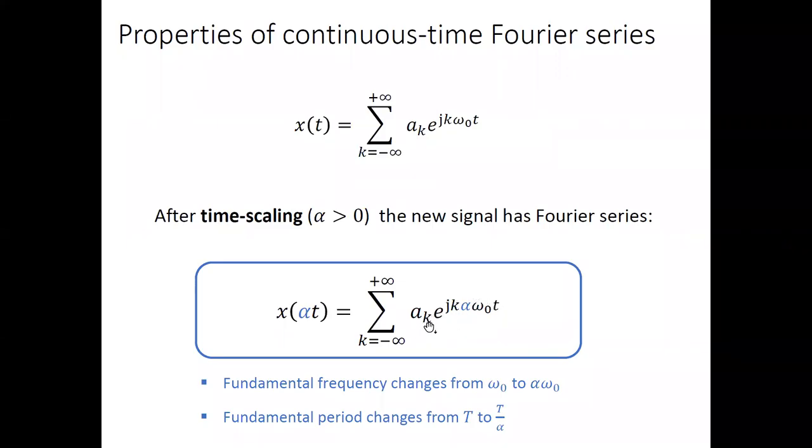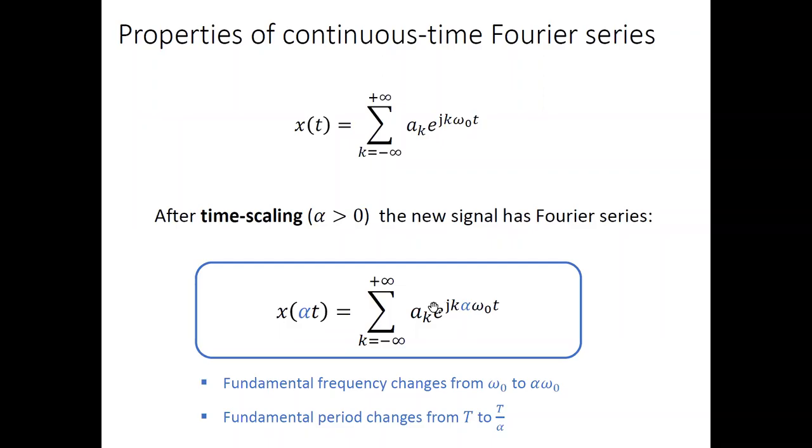So I would like to remark that this ak was calculated using the original signal, which means we use the formula for ak using the fundamental frequency omega zero for the original signal. But as the signal has a different fundamental frequency, the property tells us that the Fourier coefficient ak is still the one that was inherited from the original signal.